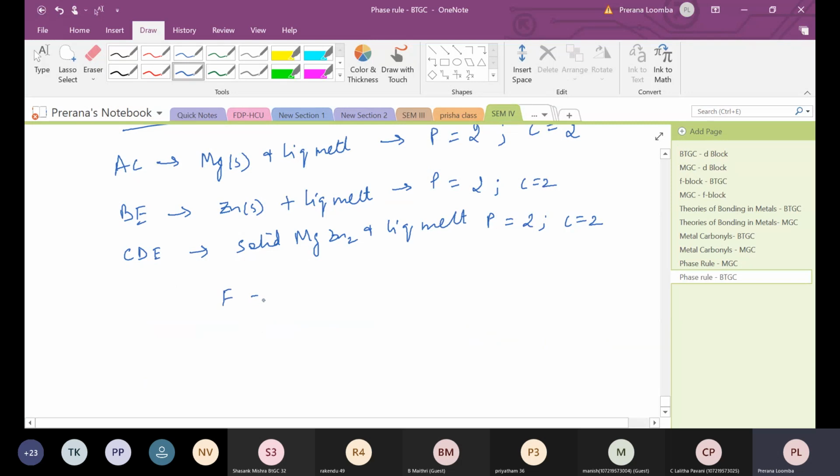So what is the phase rule that you will apply? F is equal to C minus P plus 1. Very good. We are applying the reduced phase rule. So we have two components, two phases. So this implies F is equal to 1. So along the curves, the system is univariant.